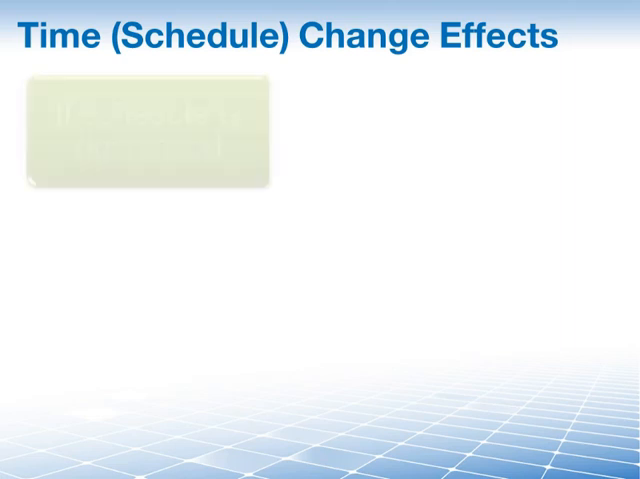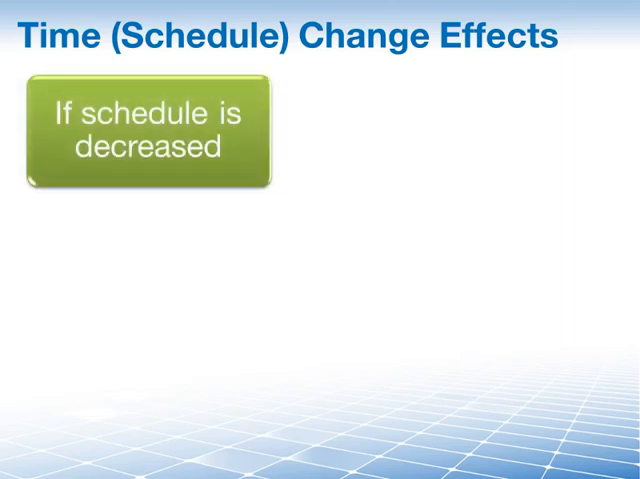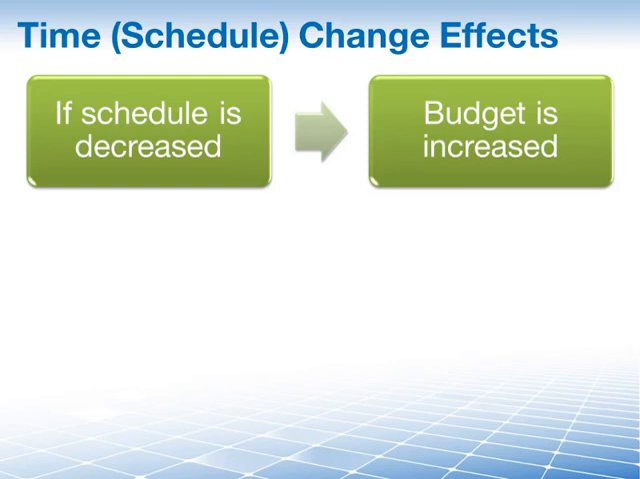So, for example, if your schedule time is decreased, so you now have a shorter schedule, you have to finish off things faster, you may have to increase your project's budget. This typically happens if there's a need to crash or shorten the schedule to meet a new deadline that is more aggressive than the existing one.